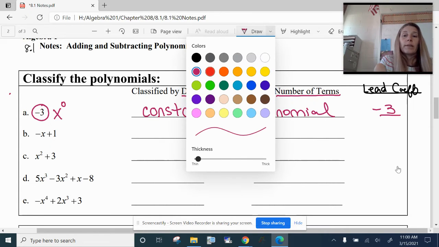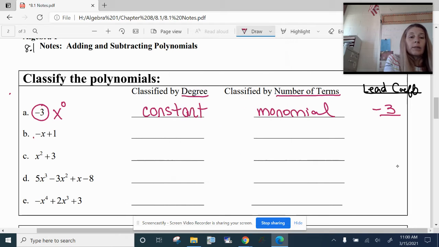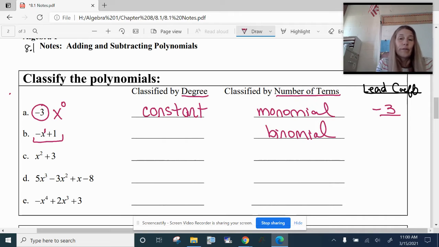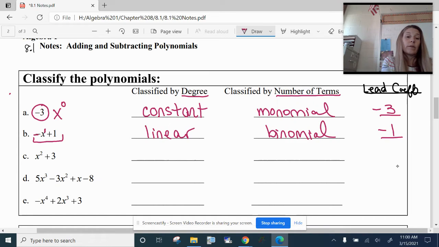So let's take a look at the next example. The next example here is a 2-term, right? So we know this is going to be a binomial because there's 2 terms there. But the exponent would really be x to the first power. And that first power is called linear. So this would be a linear binomial, and the lead coefficient here would be -1 because in front of this x I have a negative, which means it's really a -1.